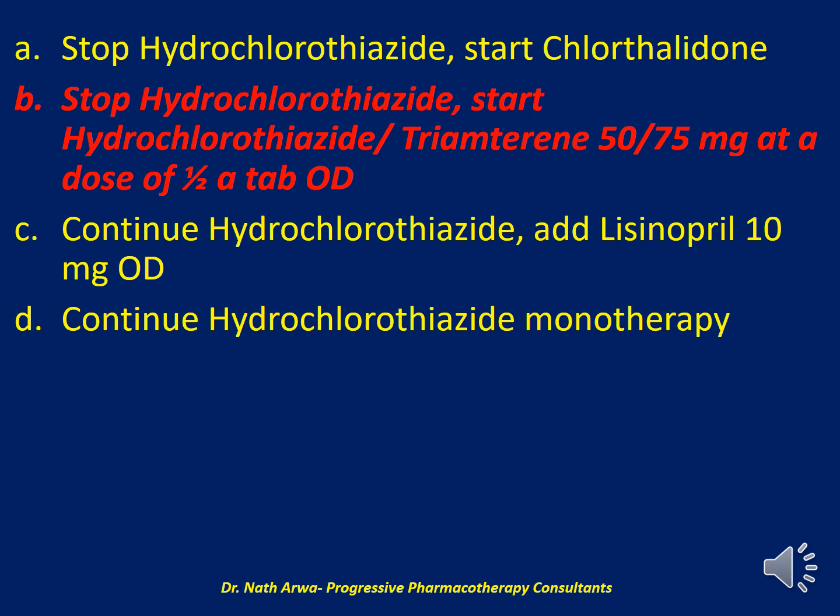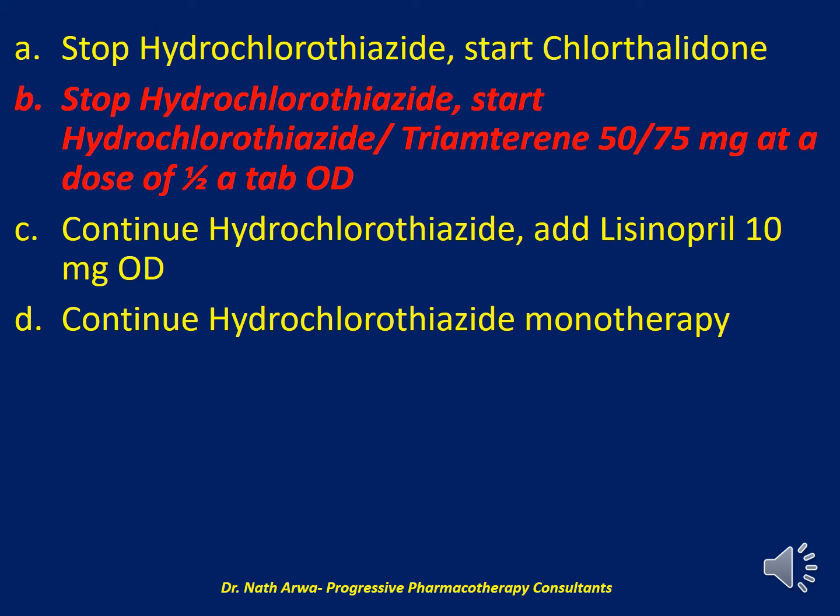So I would opt for answer B. I would stop the monotherapy hydrochlorothiazide and substitute it with the fixed dose combination of hydrochlorothiazide and triamterene 50/75. Now, this patient's potassium levels have fallen presumably due to the potassium wasting effect of hydrochlorothiazide. Further intervention to increase the potassium back up to the normal range of 3.5 to 5.5 milliequivalents per liter would be necessary at this juncture.